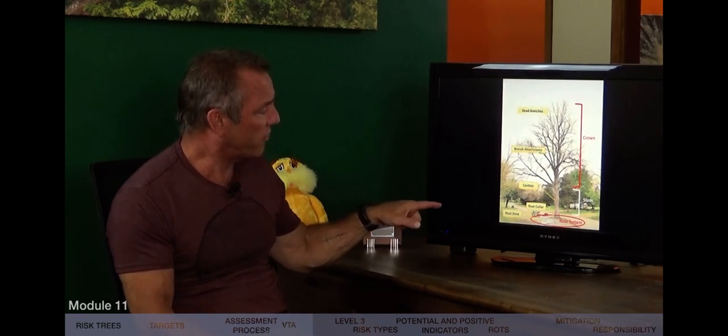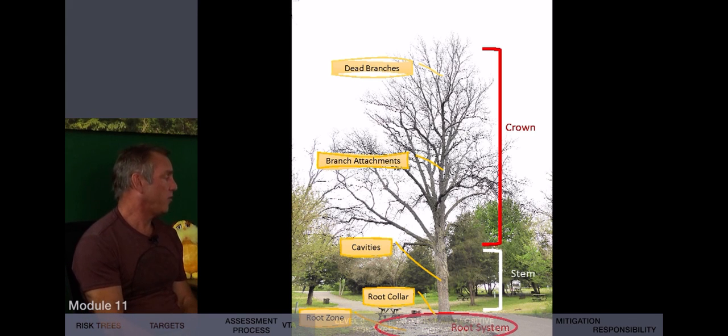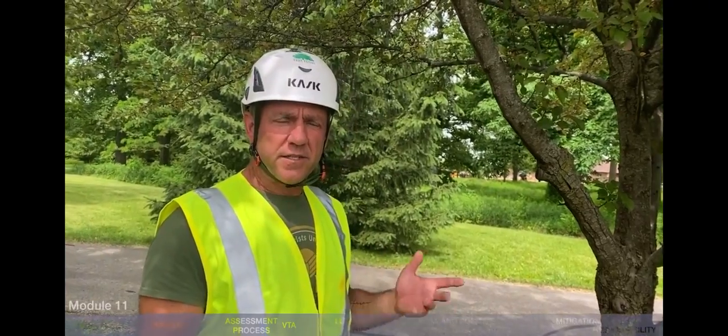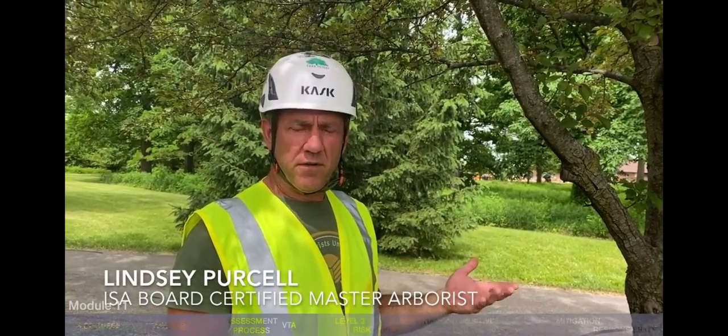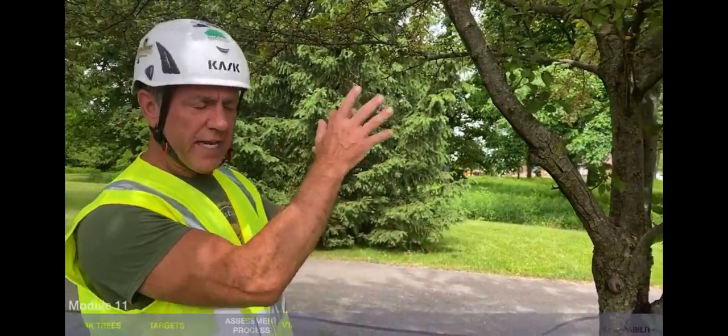And also examining the root collar to see if there's a root flare, or has it been planted excessively deep, or perhaps some fill added to it, or even damage from excavation. So visual tree assessment is reading the body language of the tree. It's a systematic process from the roots to the trunk to the canopy.